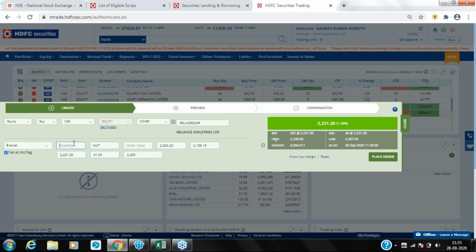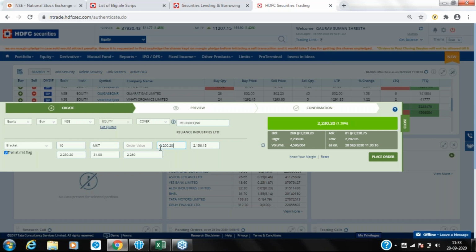What will happen? The quantity that I have entered, let's suppose 10 quantity. 10 quantity of Reliance Industries will be bought at a market price. 2200 will be the stop loss price. 2260 will be the target price. In case the market goes up, the target will get hit. In case the market goes down, the stop loss will get hit.